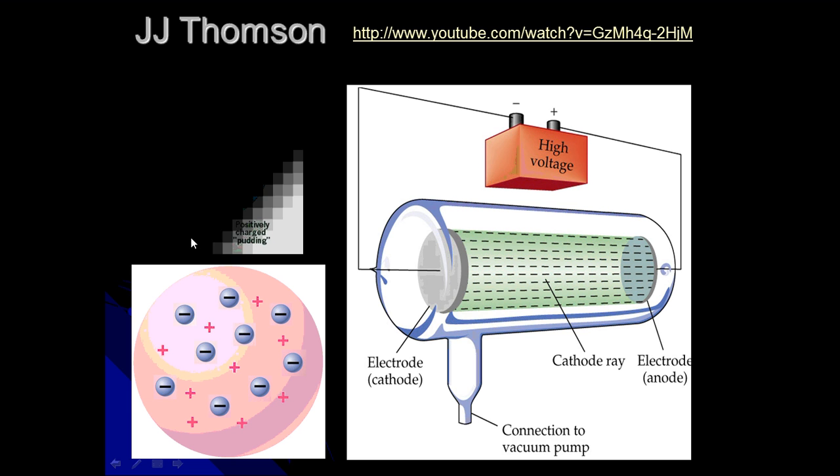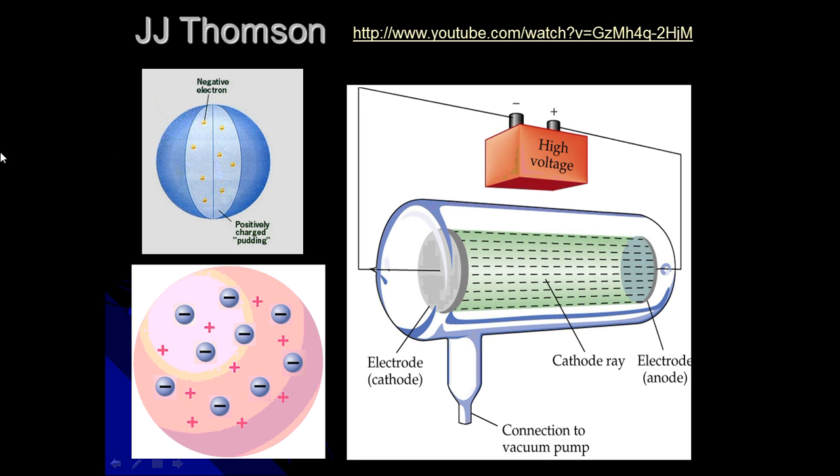I kind of like this image because it's three-dimensional. So imagine a sphere, and this sphere is like a positively charged pudding or dough with electrons scattered about, so that when an electrical current passes through an atom, the electrons can just leave and form that ray.